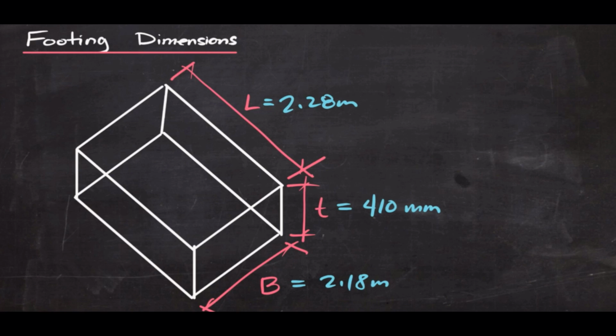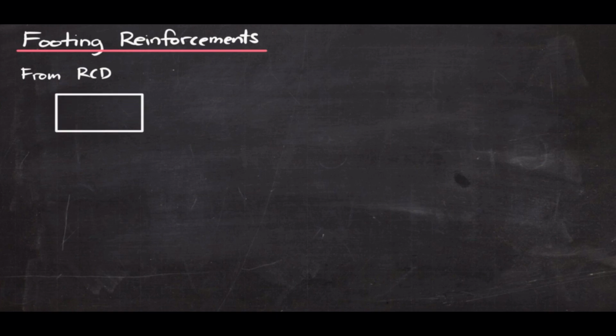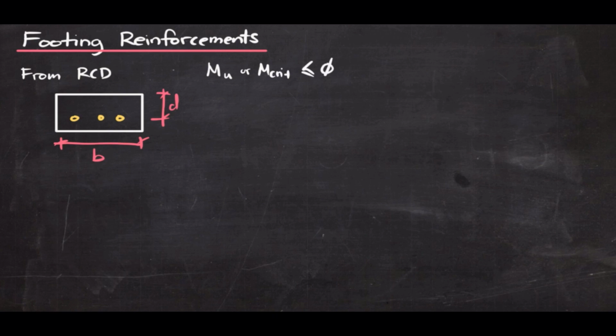After getting the dimensions, the next step in the design of an isolated footing is solving for the reinforcements. Now, from reinforced concrete design, we have several formulas that we will be using. So when designing a section, and these are the bars, this would be the effective depth, and this would be the width B. The basic condition for the flexural design would be whatever is the critical moment, MU, should be less than or equal to the bending moment capacity of the concrete.